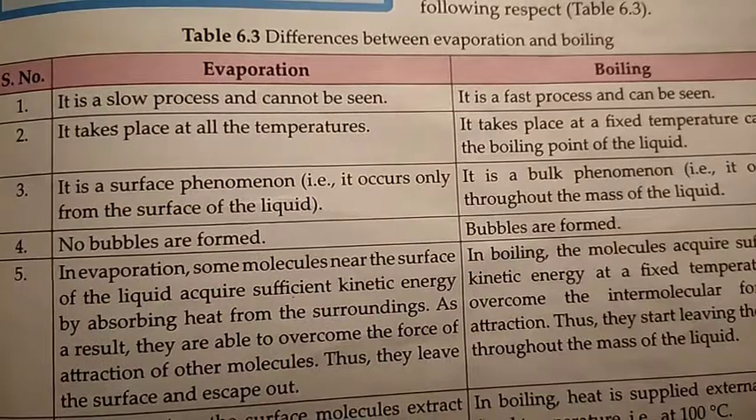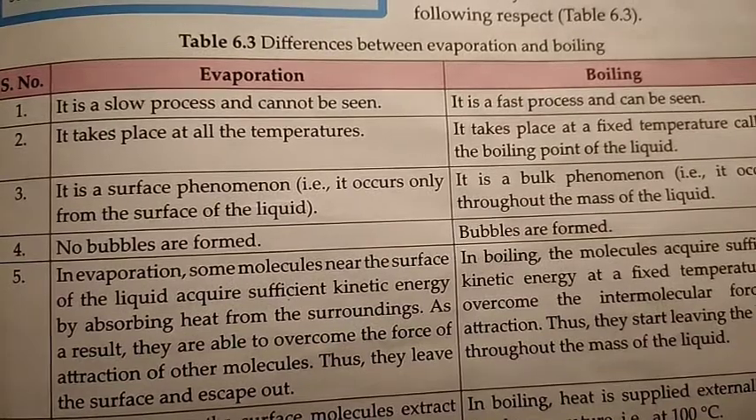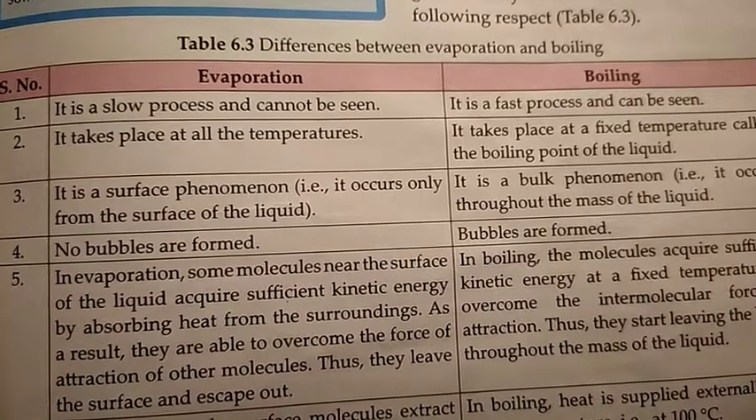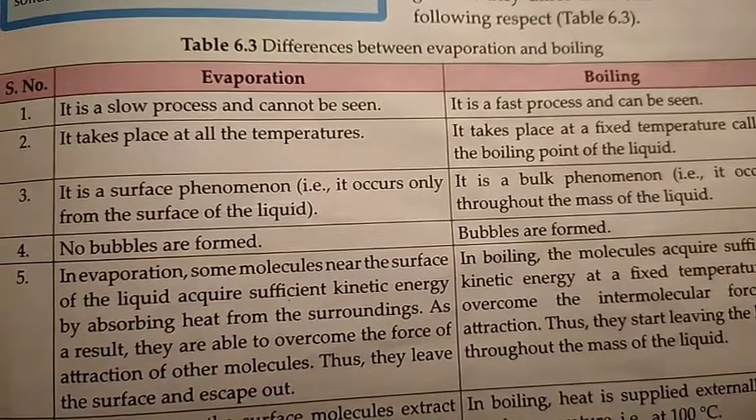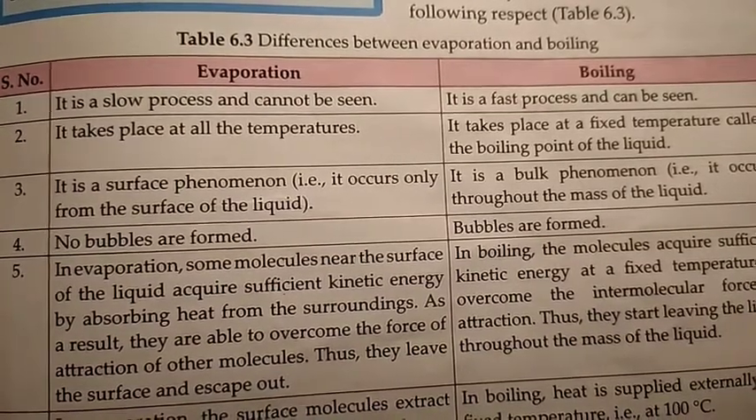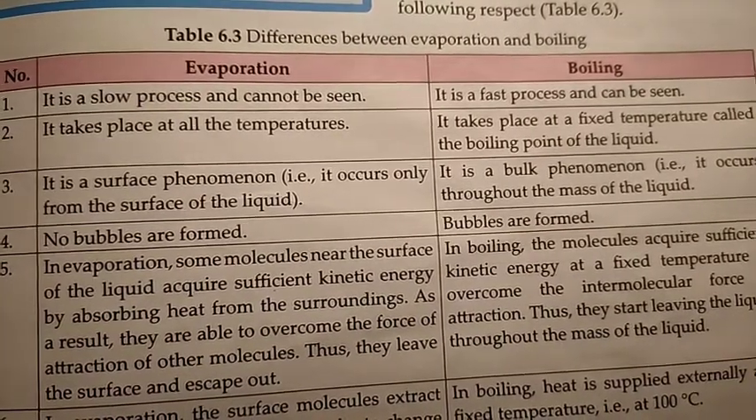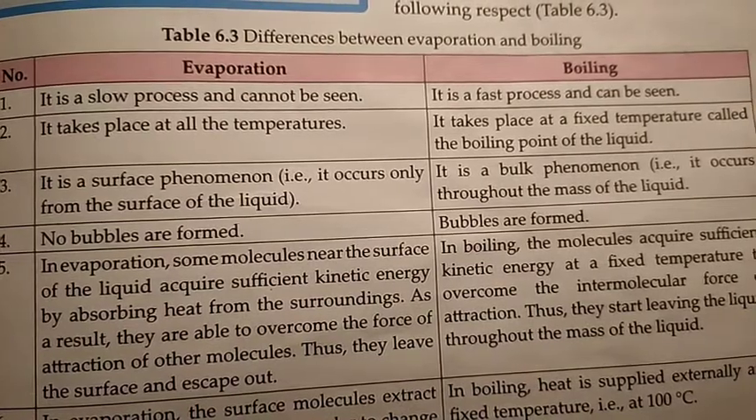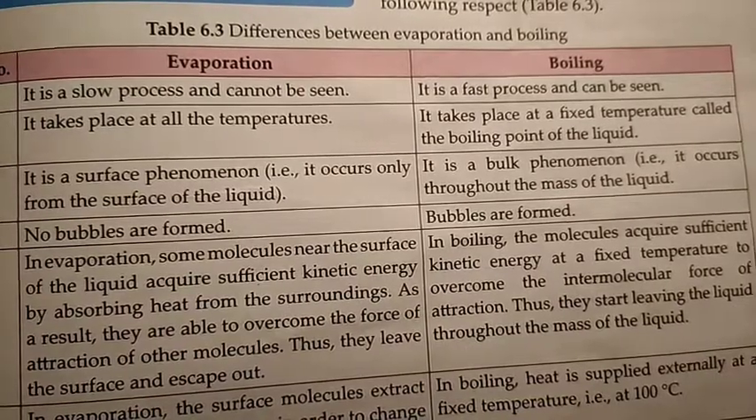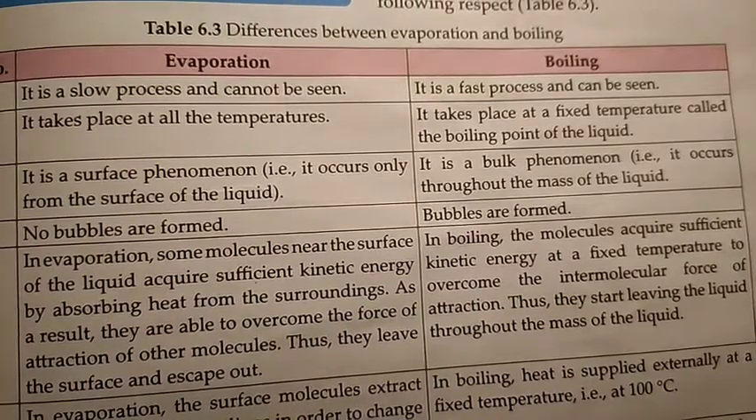Now the differences between boiling and evaporation. What is evaporation? It is a slow process and it cannot be seen, and boiling is a fast process and can be seen. We know that evaporation takes place at all temperatures and boiling takes place only at a fixed temperature, which is called the boiling point of the liquid. It is a surface phenomenon, that is, it occurs only from the surface of the liquid, and boiling is a bulk phenomenon, that is, it occurs throughout the mass of the liquid. No bubbles are formed in evaporation. In boiling, bubbles are formed.